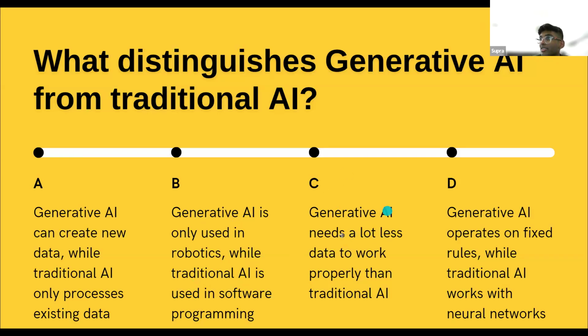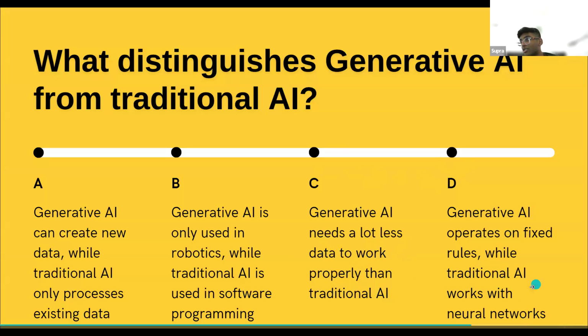So C, generative AI needs a lot less data to work properly than traditional AI. This is completely false. Earlier, I told you that ChatGPT requires 570 gigabytes of data to work with. And to be fair, I didn't tell you how much data traditional AI needs, I didn't explicitly state this anywhere, so it could be an okay guess, but it's not the right answer ultimately. Answer choice D says generative AI operates on fixed rules, while traditional AI works with neural networks. This is literally the opposite. Generative AI works with neural networks to create new content. Traditional AI operates on fixed rules.